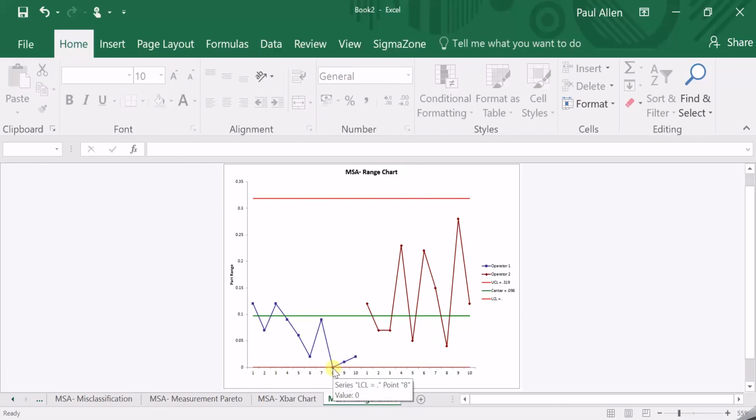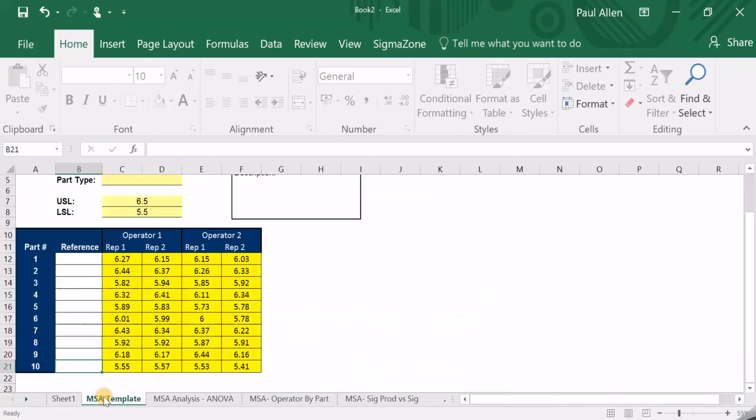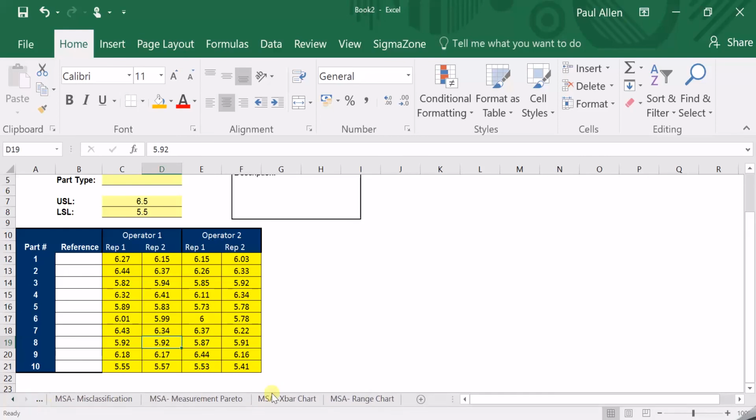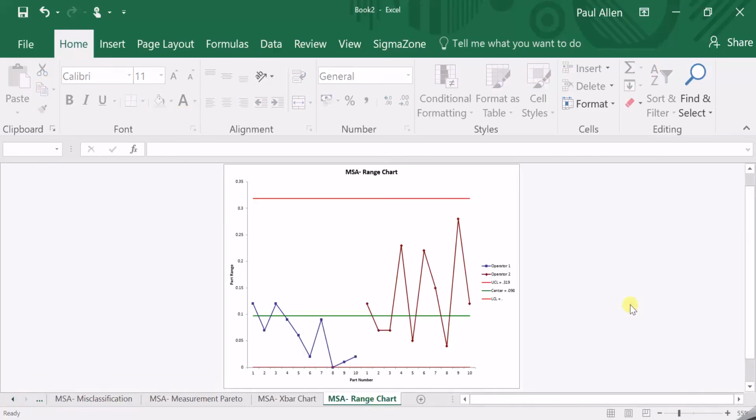What that means is that on nail number 8, operator 1 agreed with itself. Let's look at that for a second. Let's just go to the template. Nail number 8. Look, operator 1 got 592 against 592. There was no difference between their two measurements. That's the perfect result. That's what you want to see. Because that's not what we are seeing now. And the range chart is showing you the ability of each operator to repeat its own measurement.